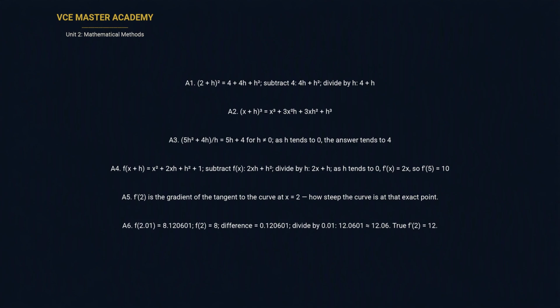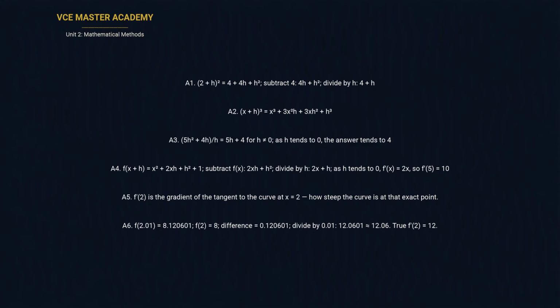Question 4. F of x plus h is x squared plus 2xh plus h squared plus 1. Subtract x squared plus 1, and both the x squared and the 1 cancel, leaving 2xh plus h squared. Divide by h, that's 2x plus h. Let h go to 0, and f dashed of x equals 2x. So f dashed of 5 is 10. Notice the plus 1 made no difference at all, because a constant doesn't change how steep a curve is. It just lifts the whole thing up.